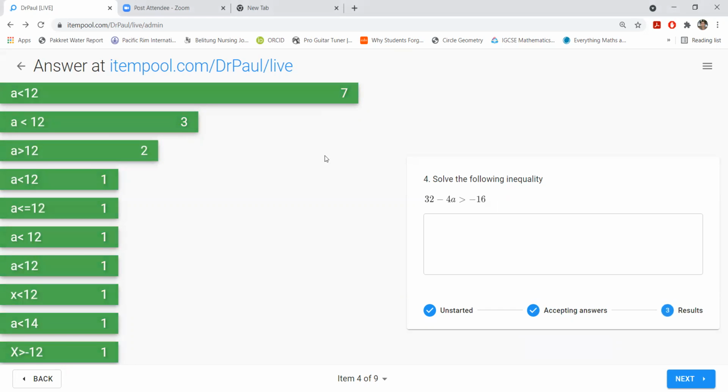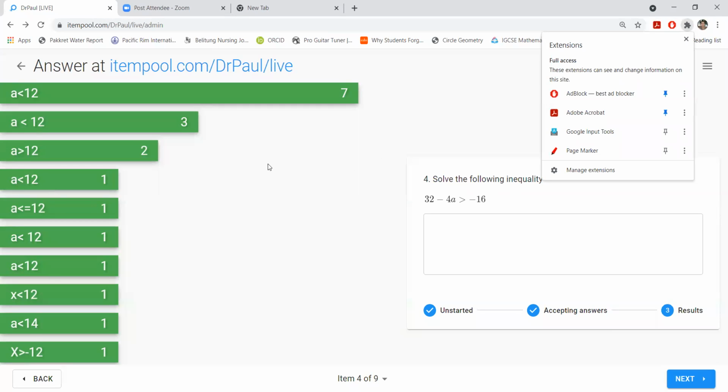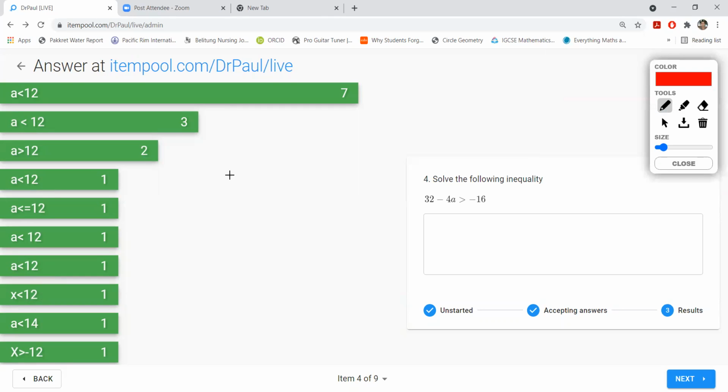So, boy, what happened there? I want to do the answer. So they shouldn't change. So 32 minus 4a greater than negative 16. It shouldn't be finished? That's weird. I'm going to solve it now anyway.